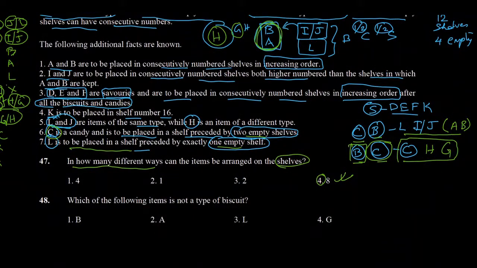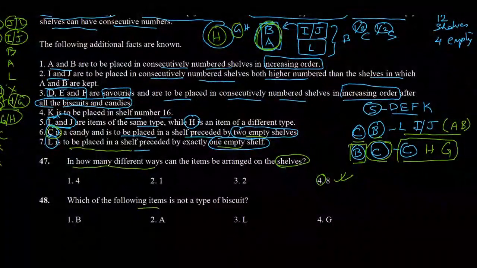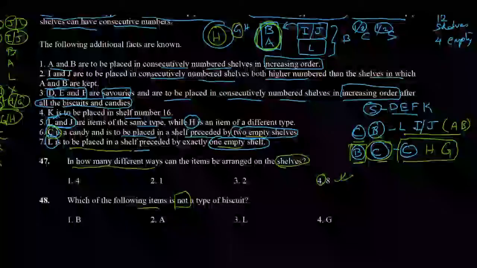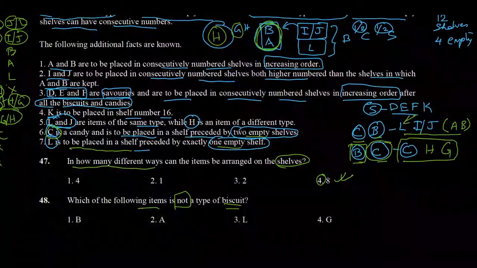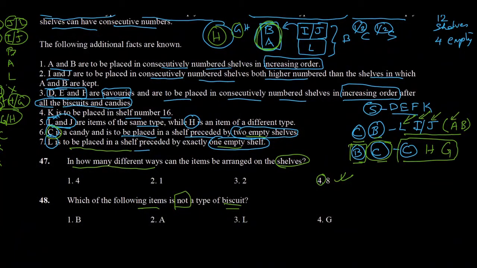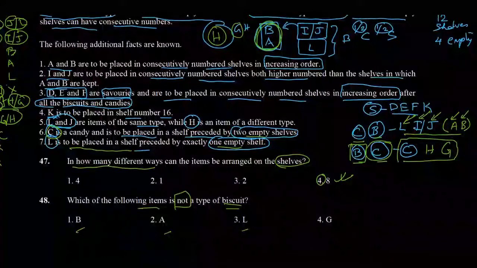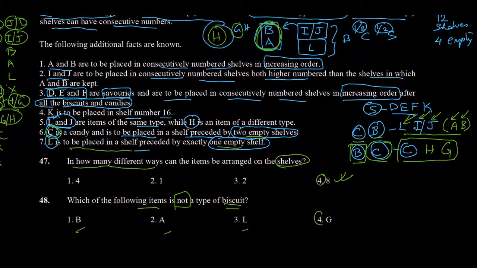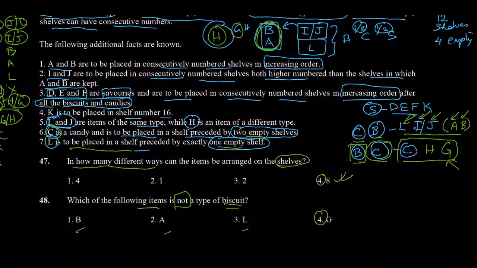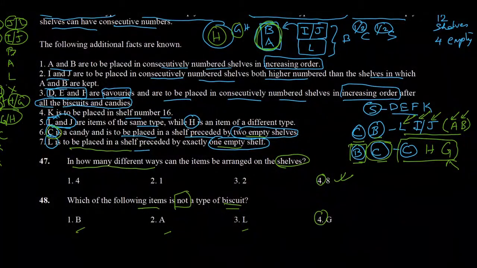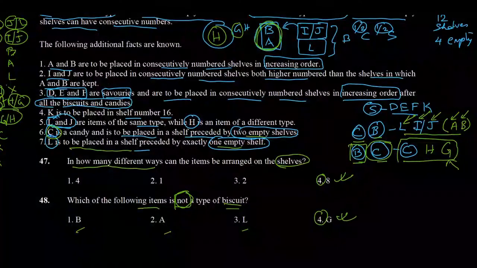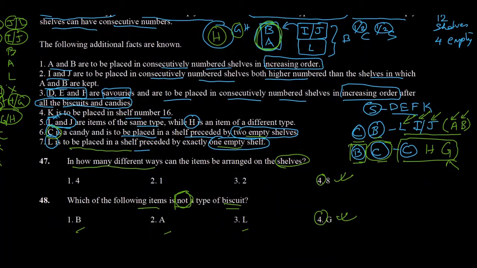Next question, which of the following items is not a biscuit? We have identified the biscuits, so it is very easy to answer this. So the biscuits are L, I, J, A and B. So we have L, A and B, which are correct. G is not a biscuit, it is a candy. So G is the incorrect answer. It is not a biscuit. So it is correct in terms of the question. It is not a biscuit.